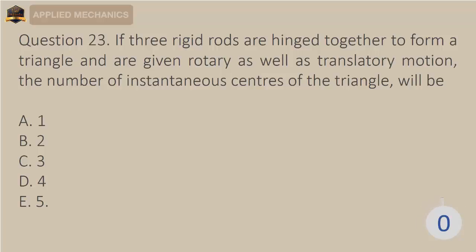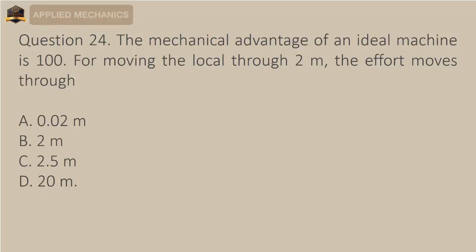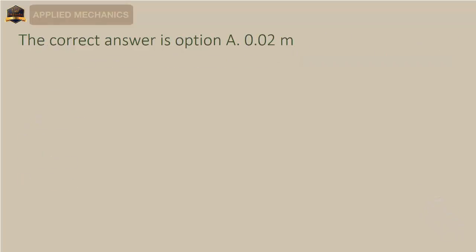The correct answer is option C3. Question 24. The mechanical advantage of an ideal machine is 100. For moving the load through 2 meters, the effort moves through A. 0.02 meters, B. 2 meters, C. 2.5 meters, D. 20 meters. The correct answer is option A, 0.02 m.